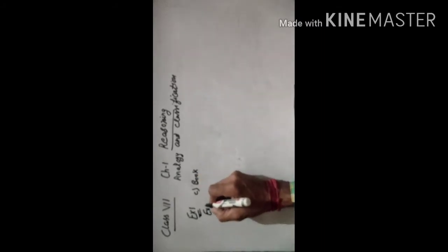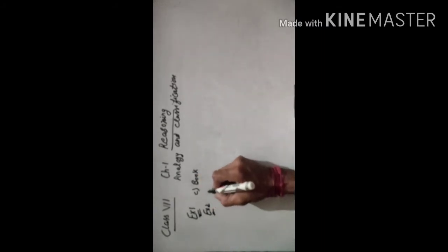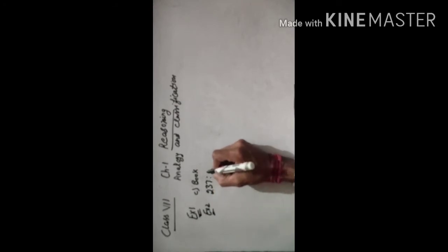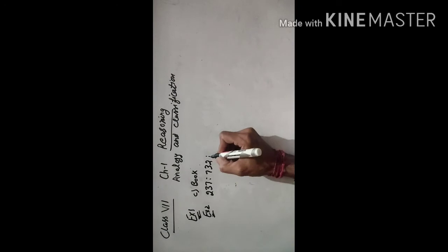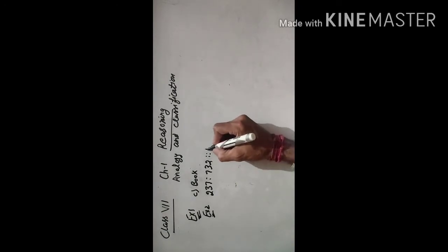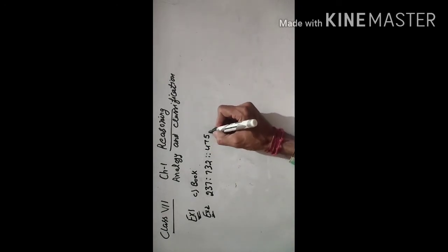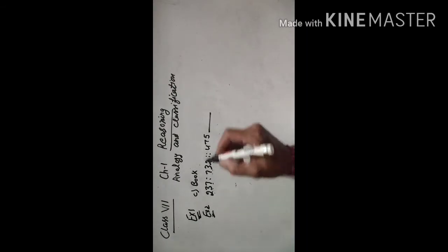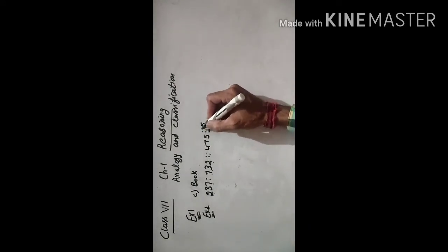And in example number 2, two numbers are given. 273 is to 732 and 475 is to what, we have to find this. 237 to 732 means digits are reversed, so answer is 574. So answer B is there.